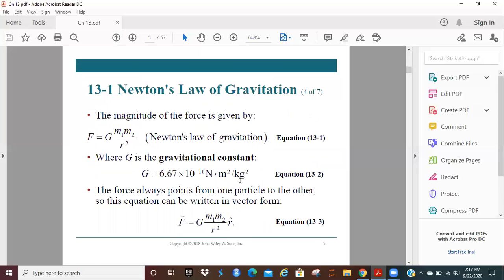The magnitude of the force is given by F is equal to the gravitational constant times the product of the masses divided by the radius, or the distance between them, squared. G is going to be your gravitational constant of 6.67 times 10 to the minus 11th newton meter squared per kilogram squared. And the force always points from one particle to the other, so this equation can be written in vector form.